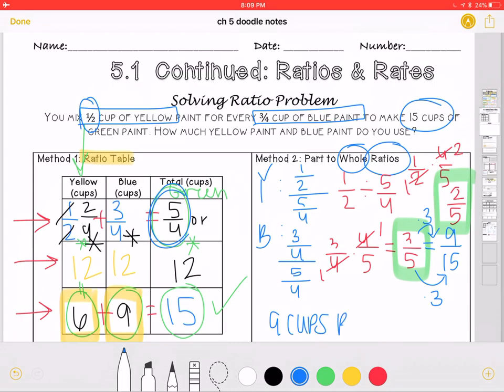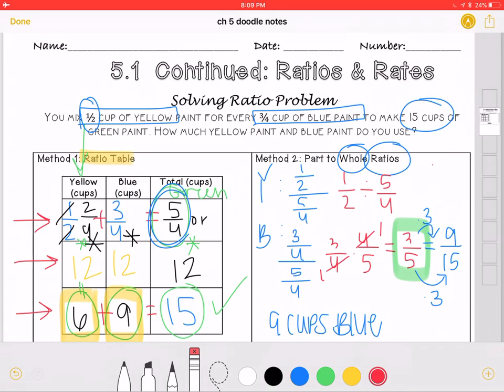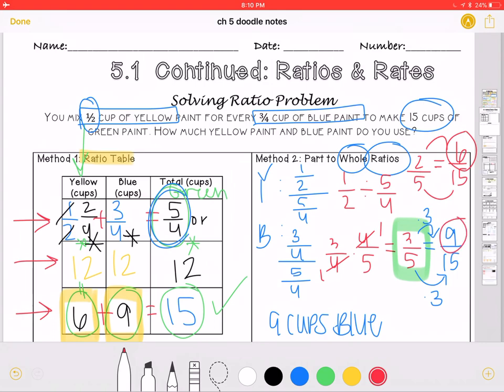And then you're going to do the same thing to figure out the yellow. So again, I want to know, it was 2/5 is the ratio. So 2/5, I'm trying to get that to 15. So I'm just going to rewrite this up here for us. 2/5. My part whole, I want the whole now to be 15 cups of green. So times 3, that means there would be 6 cups yellow. So 9 cups blue, 6 cups yellow.